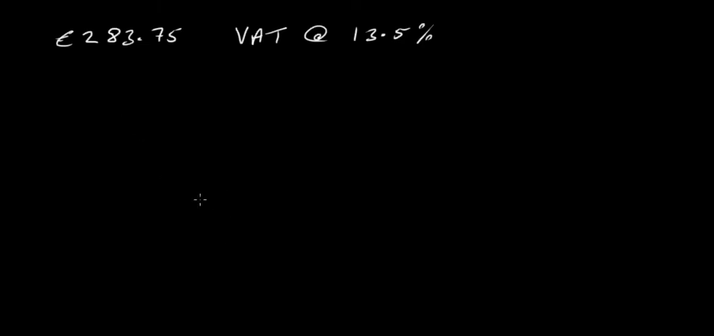What was the cost of whatever it is we were purchasing before VAT was added? The way we do that is we take this amount here as being 113.5%. Remember, our original cost will be 100%. When we add the VAT, it'll be at 113.5%, if you like. So here, this is going to be equal to 283 euros 75.